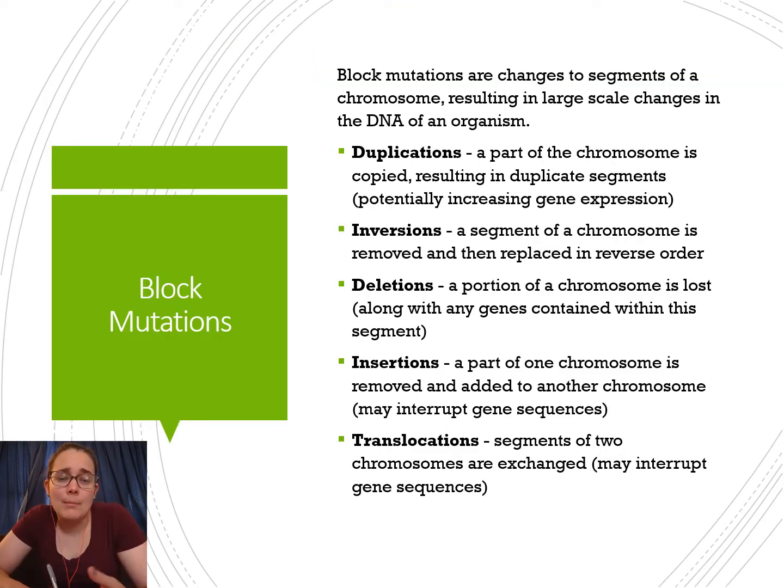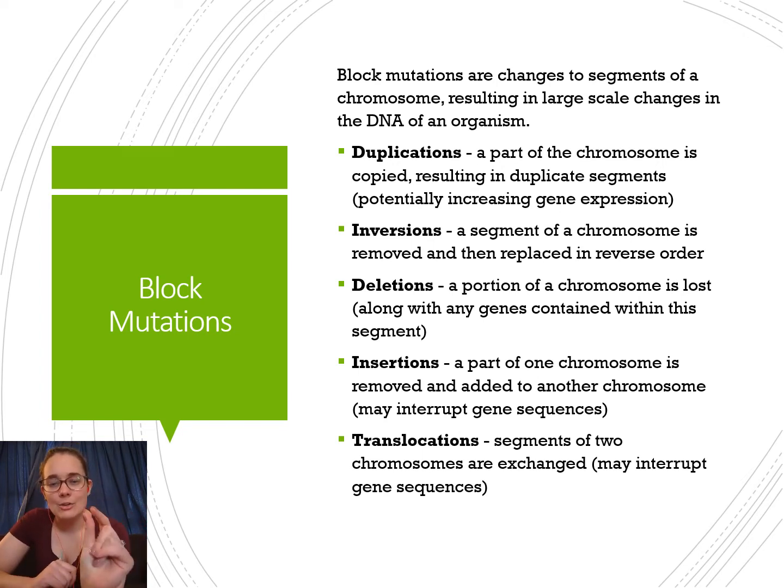Our next type are block mutations. So we're looking at segments or sections of chromosomes rather than just the singular bases that we were talking about with the point mutations. So duplication is what it sounds like. You're duplicating or copying, having many copies of the same section of a chromosome. So you're looking at expressing a gene potentially more than once. Inversions are exactly that. The genes in that chromosome are taken out, flipped around, and put back in. So they're in the inverse order to what they were originally in.